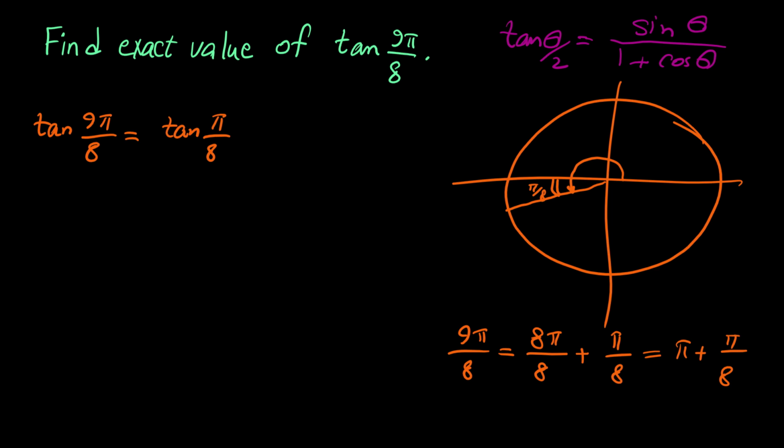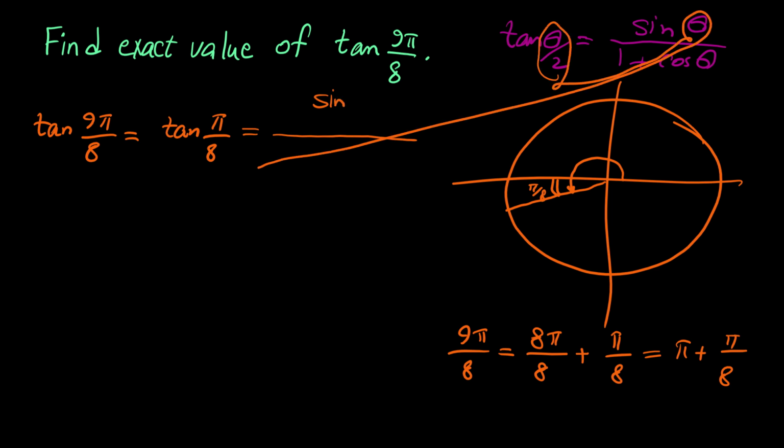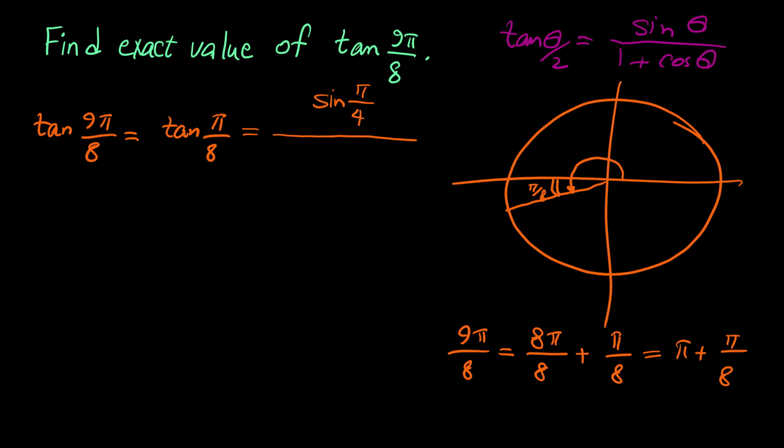So tangent of pi over 8 equals sine of double of the angle. Here is theta over 2, here is theta. So double this angle. Double of pi over 8 is pi over 4. Sine of pi over 4 all over 1 plus cosine of pi over 4. We know that sine of pi over 4 is 1 over radical 2 or radical 2 over 2. Cosine of pi over 4 is radical 2 over 2.